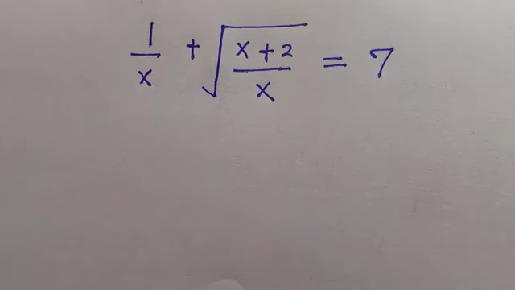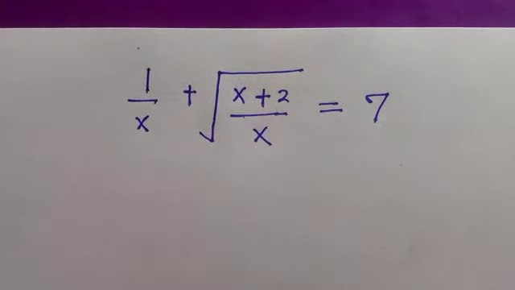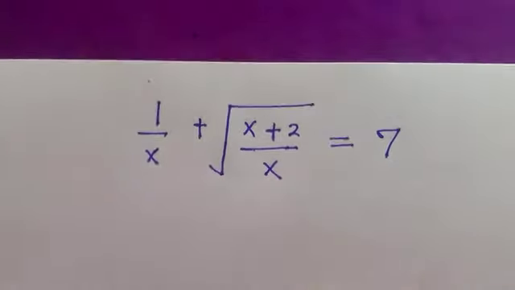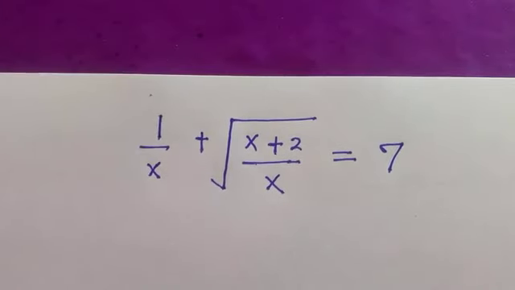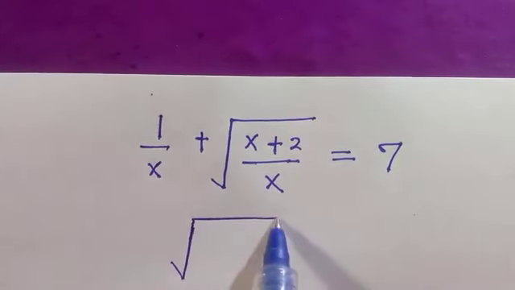Welcome to another video, and we want to solve for the value of x in this problem. So the first thing we're going to do in the first move is transfer 1 over x to the other side and take the square of both sides.